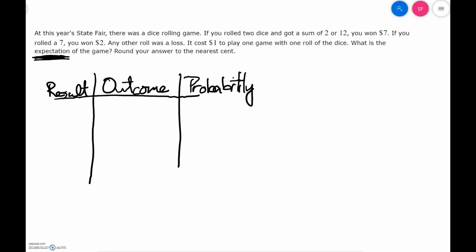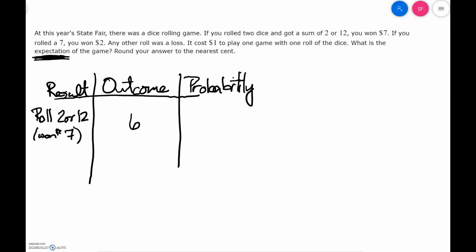So result. What's one thing that could happen? So maybe in this you say, oh, I roll a 2 or a 12. Or maybe your answer to this is $7. Whatever, just so you know the one possibility. And so the outcome for that, because it is $7 and it costs $1 to play, means that you're going to be $6 richer. We'll deal with the probability column in a second.